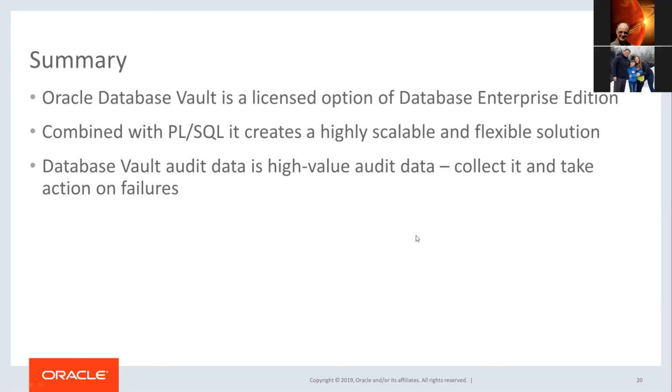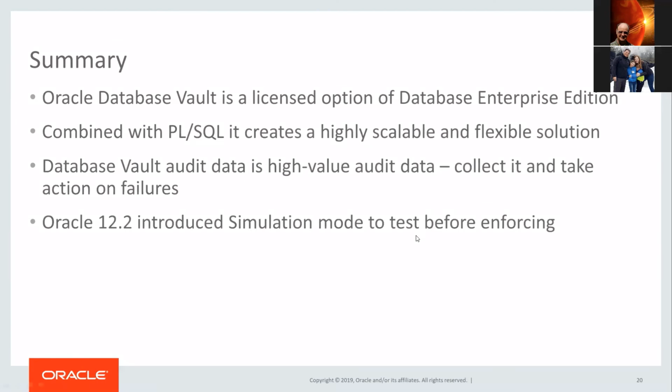If somebody is failing because of an Audit Vault alert, then we want to know that. In Oracle Database 12.2, we introduced simulation mode so you can test it before enforcing. So if you don't want to go right to enabled for some of these things, you can enable simulation mode and it'll generate that audit data as if it failed, as if it blocked someone from performing an action. So you can look at the audit data to see what's occurring. That way, you don't block the application, you just get those audit records based on it.